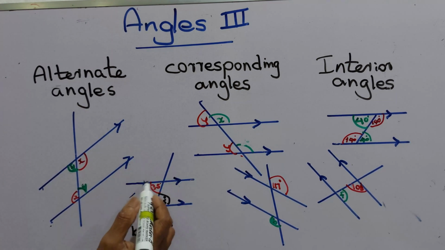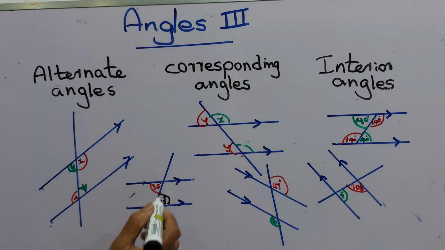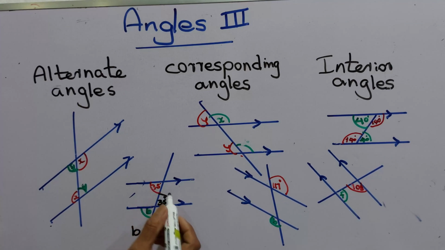Look at again here, given the value of this angle 35. Then under these alternate angles, this is the Z shape, this angle equals this angle. Then this angle becomes 35 degrees. This angle equals angle B, then the value of angle B is 35.